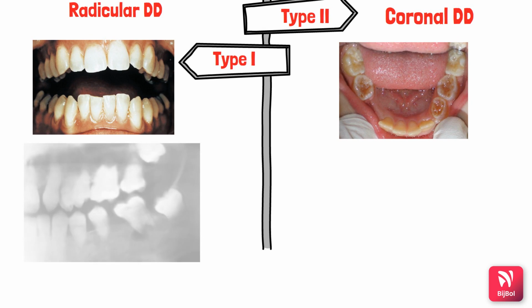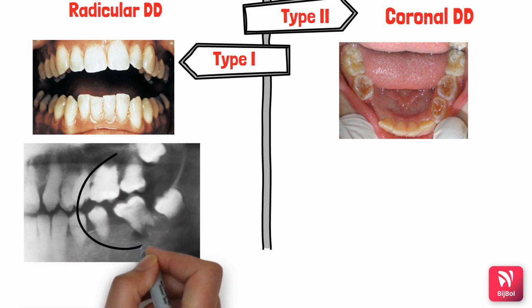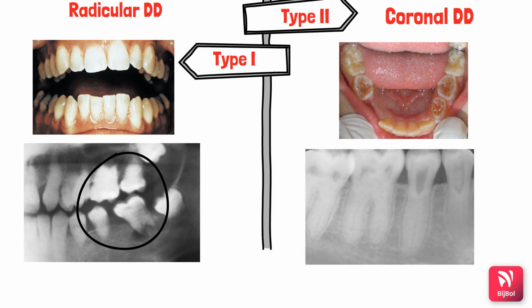In radicular dentin dysplasia, the radiographic features, as we have discussed in the clinical picture, show short roots. These roots are short, blunt, conical, and the pulp chambers are obliterated completely, as you can see in this picture. W-shaped roots, obliterated root canals and shortened roots. That is why they exfoliate prematurely. That is why they are also called rootless teeth.